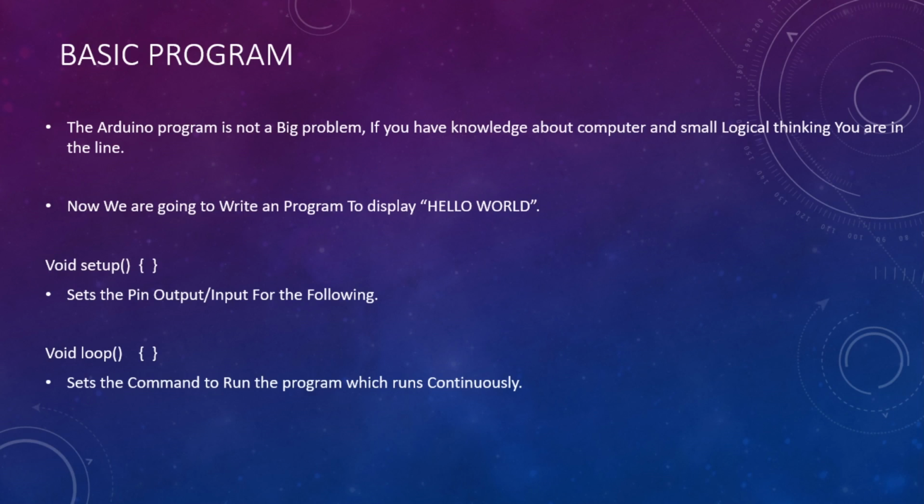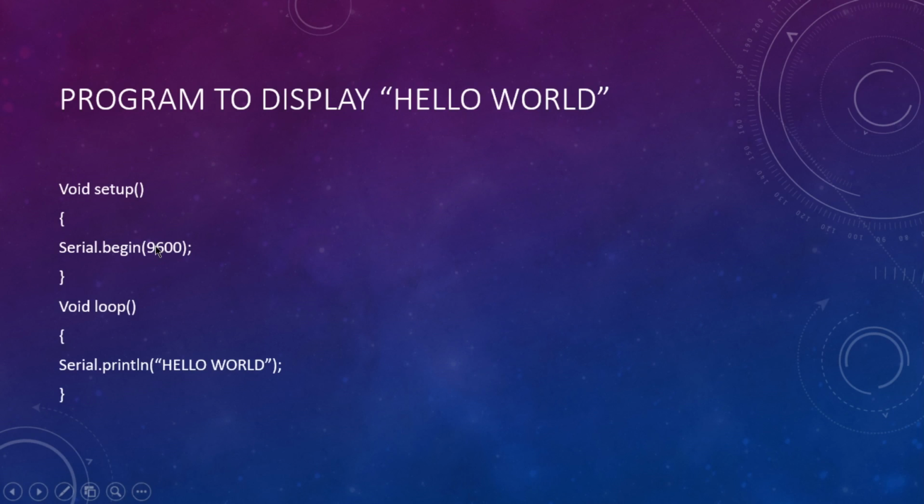Program to display hello world. Void setup. Now we need to set up a pin or set up a serial function to do a program. In this case, we are setting up Serial.begin(9600). Here 9600 is the baud rate for the program. The baud rate can be varied depending upon the sending and receiving packets for the microcontroller. Void loop mentions the program which should be run repeatedly. Inside void loop, Serial.println hello world is printed.